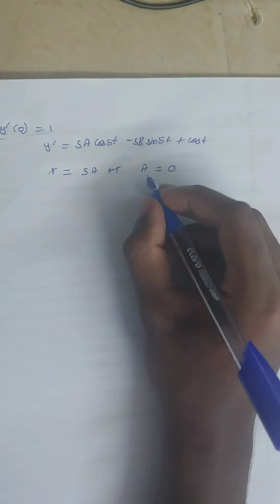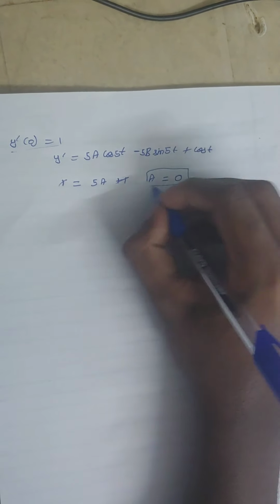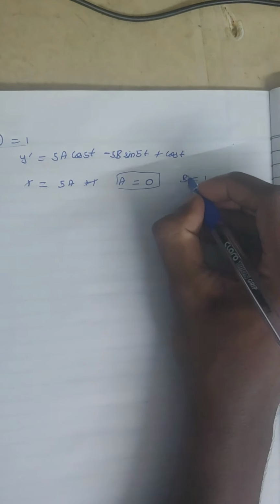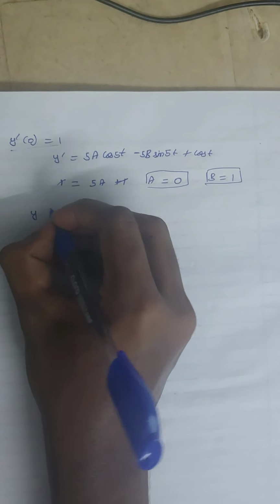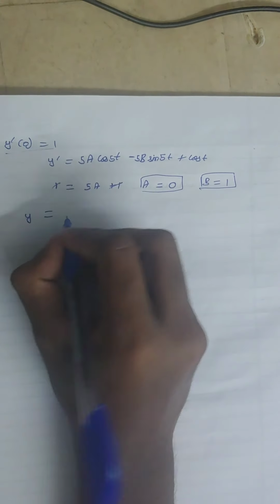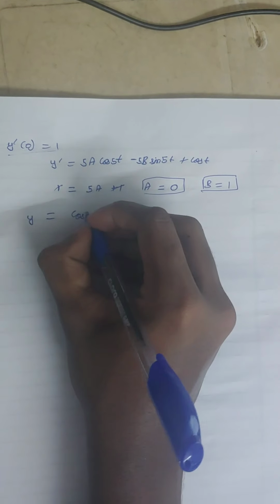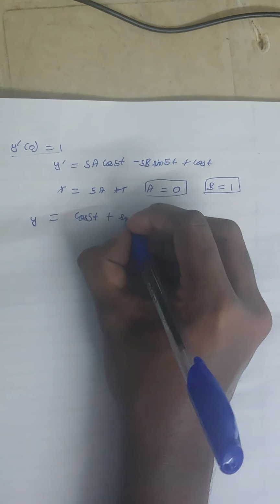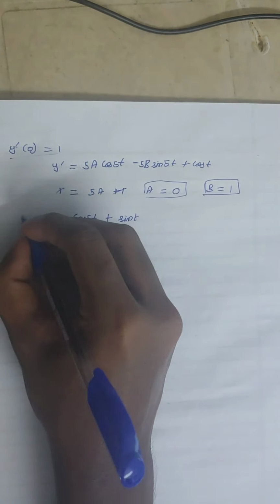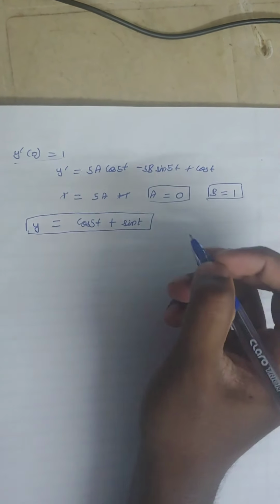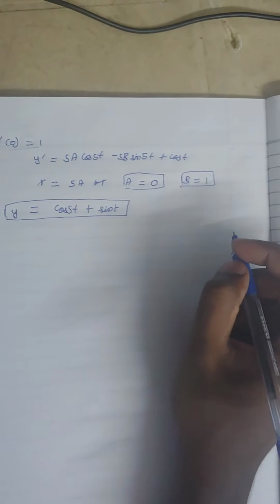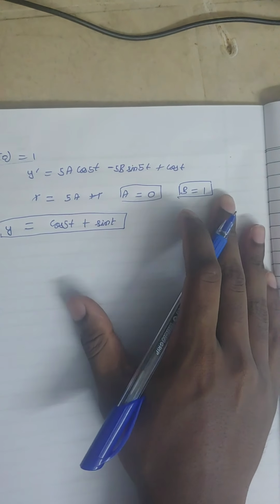Now using the values of a is equal to 0 and b is equal to 1, we get the particular solution y is equal to cos 5t plus sin t. This is the motion equation of the mass spring system.